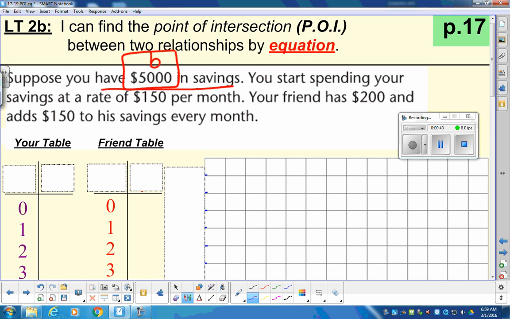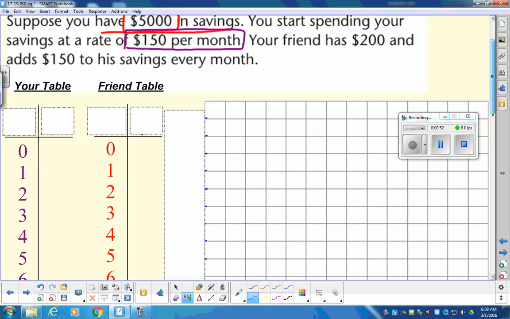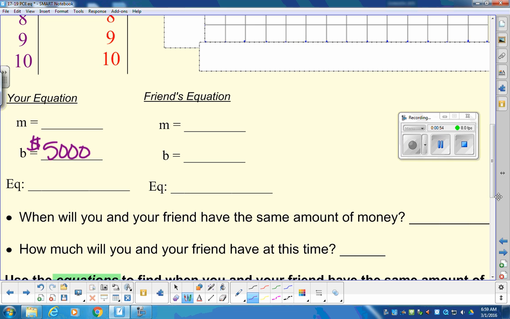Going back up then, you start spending at a savings rate of $150 per month. You start spending at $150. That means you're taking money out of your account. It's coming out of the $5,000. So if you're spending, your slope is negative $150 per month. You're taking it out of the $5,000 that's in the bank, a negative situation.